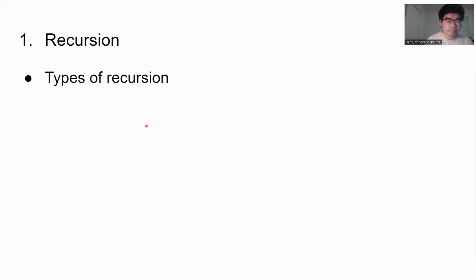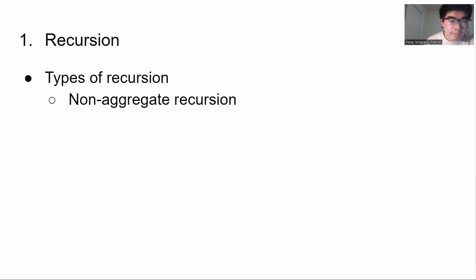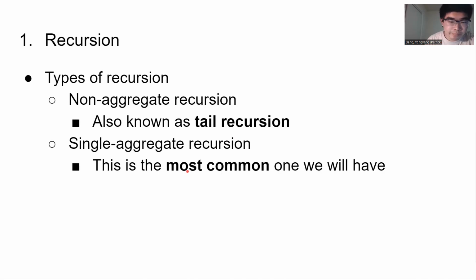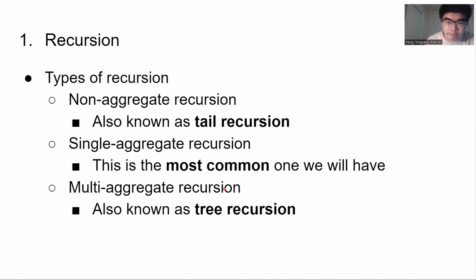So, types of recursion. We have 3 types of recursion. The first is non-aggregate recursion, also known as tail recursion, and single aggregate recursion, which is the common recursion we will use for the rest of the lecture. And there is multi-aggregate recursion, which means we aggregate more than one time, so it's also usually called tree recursion. We will talk about that in the next lecture, and we will talk about tail recursion and single aggregate recursion in this lecture.